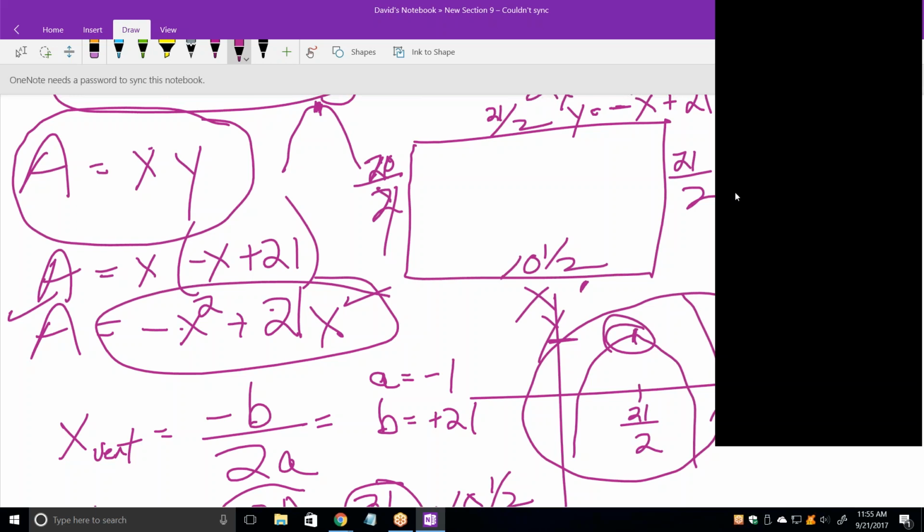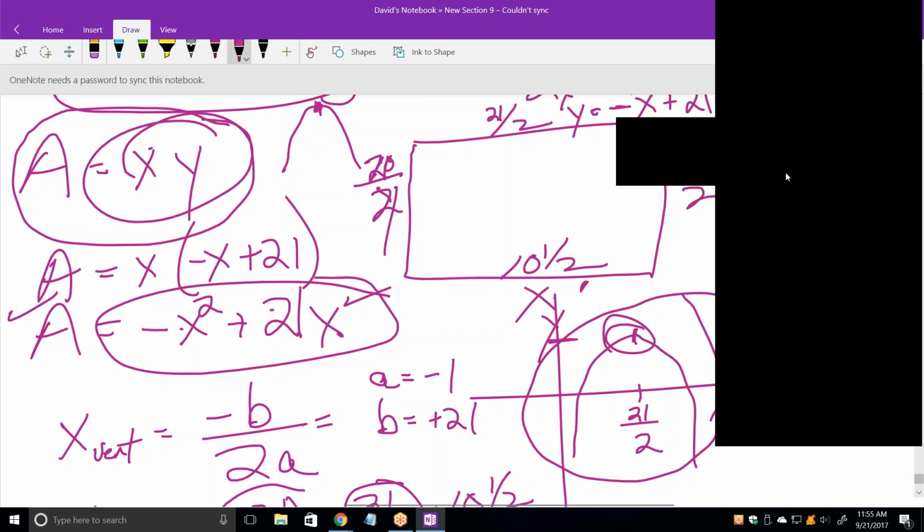Now, notice that this dimension of our garden fits all of our requirements. The perimeter is 42, and the area is going to be 10.5 squared. Okay, because area is x times y. We just proved that x has to be 10.5 and y has to be 10.5. So multiply those two together and you get your area.